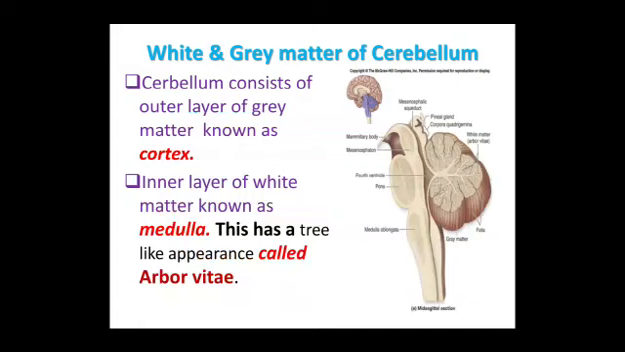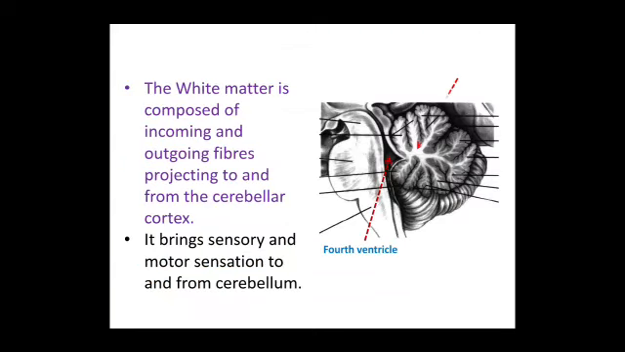White and grey matter of the cerebellum. The cerebellum consists of outer grey matter known as the cortex and an inner layer of white matter known as the medulla. This white matter appears just like a tree, hence it is called arbor vitae. The white matter is composed of incoming and outgoing fibers projecting to and from the cerebellar cortex. It brings sensory and motor sensations from the cerebellum.